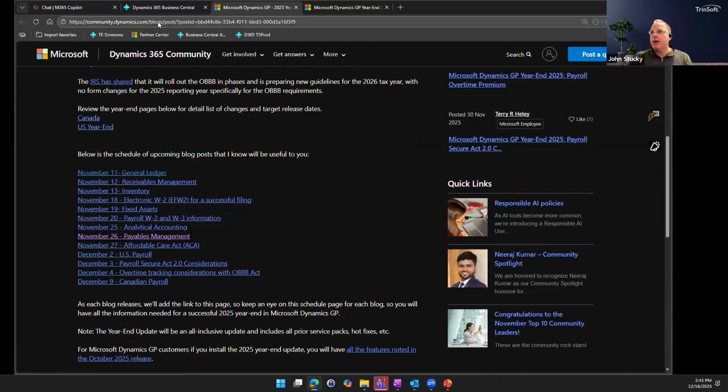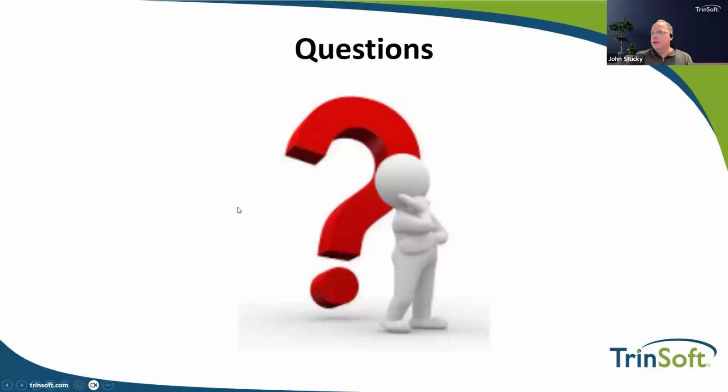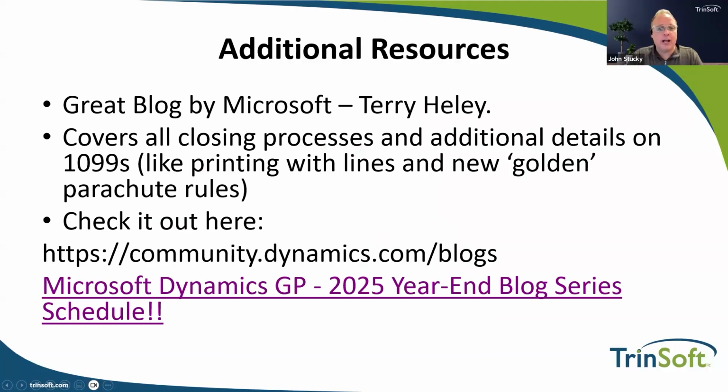You can search for it by going to community.dynamics.blog, searching for Terry Healy or year-end checklist, Dynamics GP, things like that. Should be able to find it. As I said, I've got the link right here on the slides. You can see the URL there above, and then I've got an active link that should be available to you if you get a copy of the deck.